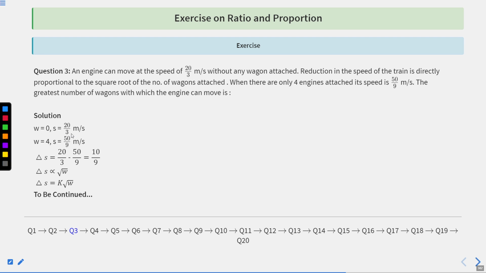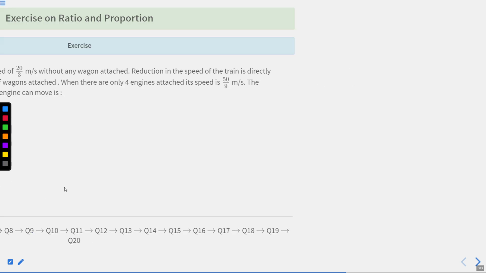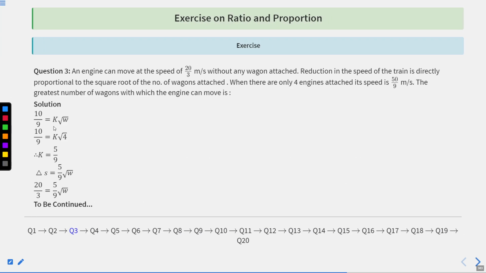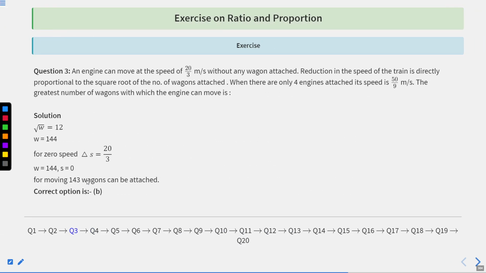So let W equal to 0 and S is equal to 20 upon 3 meters per second. W equal to 4, S equal to 50 upon 9 meters per second. So the change in S, delta S, is 20 upon 3 minus 50 upon 9, that is 10 upon 9. So delta S is directly proportional to root W, that is delta S is equal to K under root W. So 10 upon 9 is equal to K under root W, W is equal to 4, we will get K equal to 5 upon 9. So 20 upon 3 is equal to 5 upon 9 root W. So root W is 12, so W will be 144.